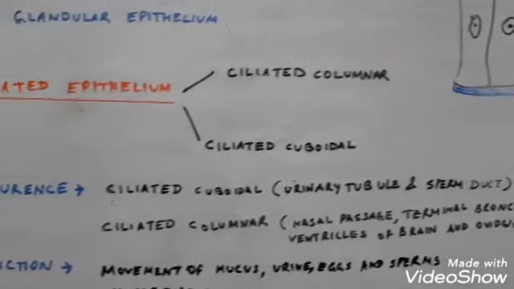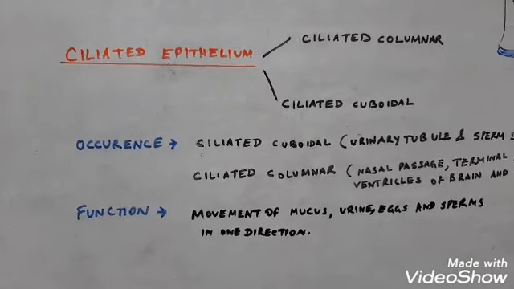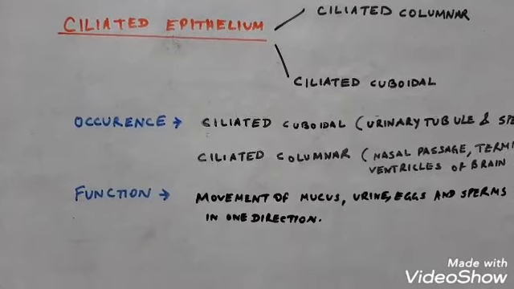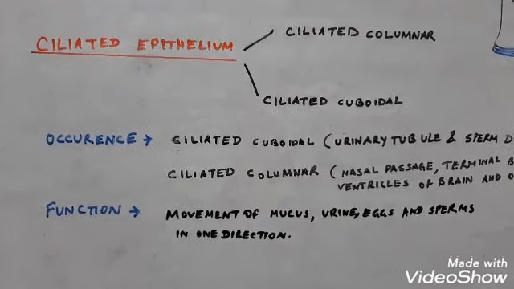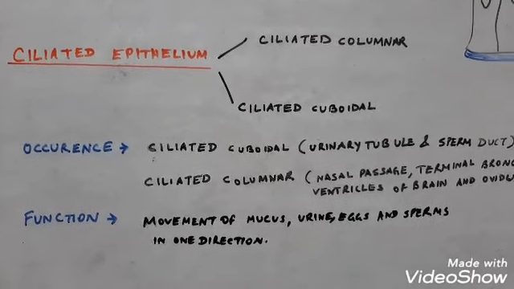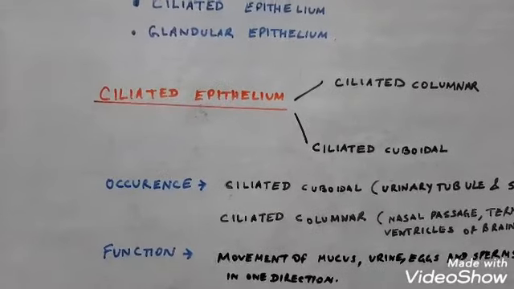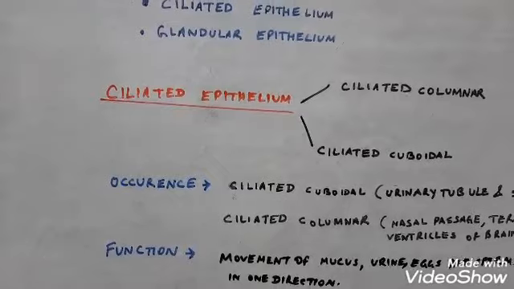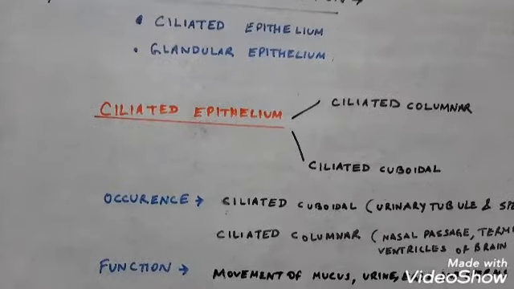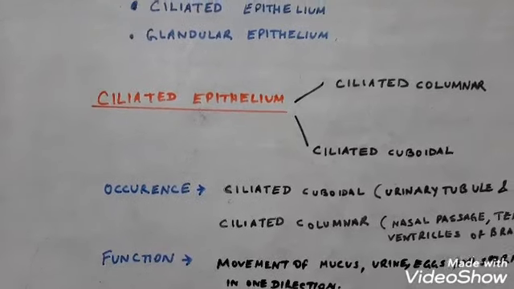Now what are the functions of this ciliated epithelium? Ciliated epithelium mainly helps in the movement of mucus, movement of urine, movement of egg from the ovary to the oviduct, and movement of sperm in the female reproductive tract for fertilization in one direction. Now how do these cells move in one direction? This is because of the rhythmic and concerted beating of the cilia.